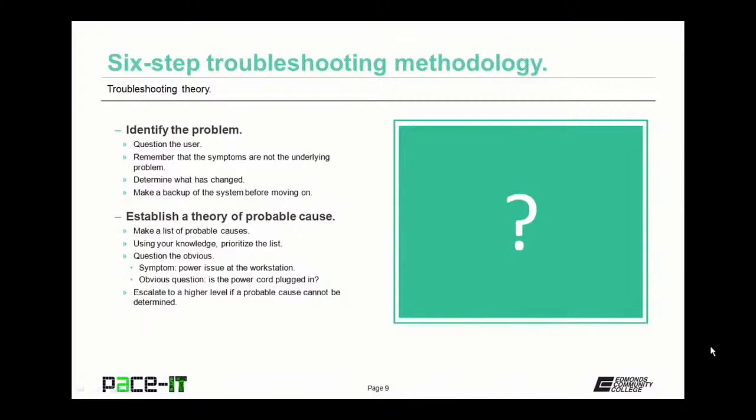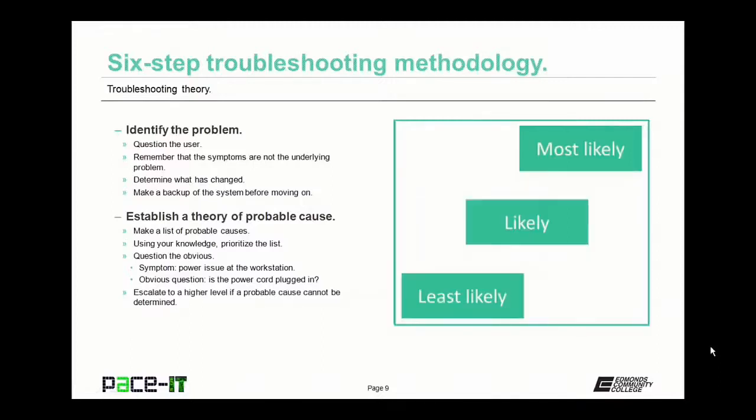Identifying the problem. The first thing that you need to be aware of is the symptoms are not the problem. You need to get down to the base problem. That is the thing that is causing the symptoms to manifest. And to do that, you should question the user. You need to ask them questions about when it occurred and why it occurred. You should try and determine what has changed. And before you do anything else, you need to make a backup of the system just so you can preserve everything as it is.